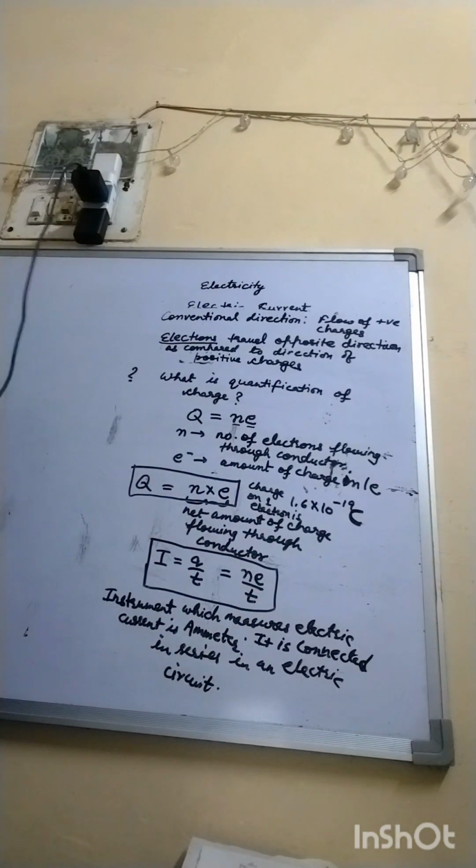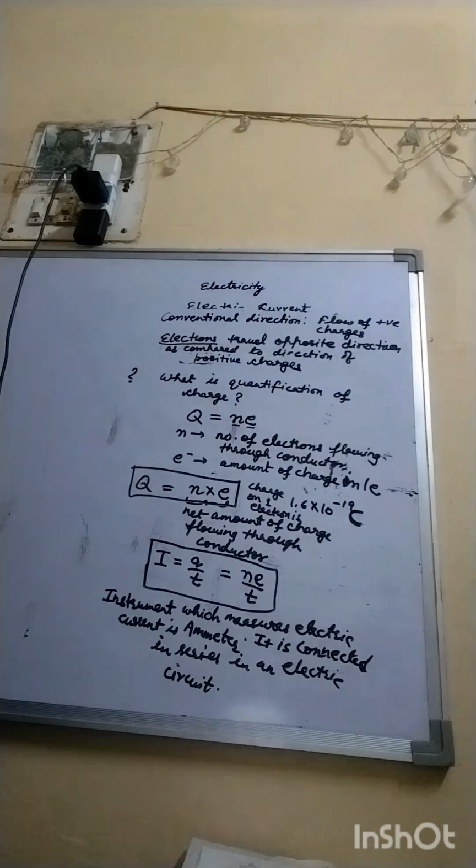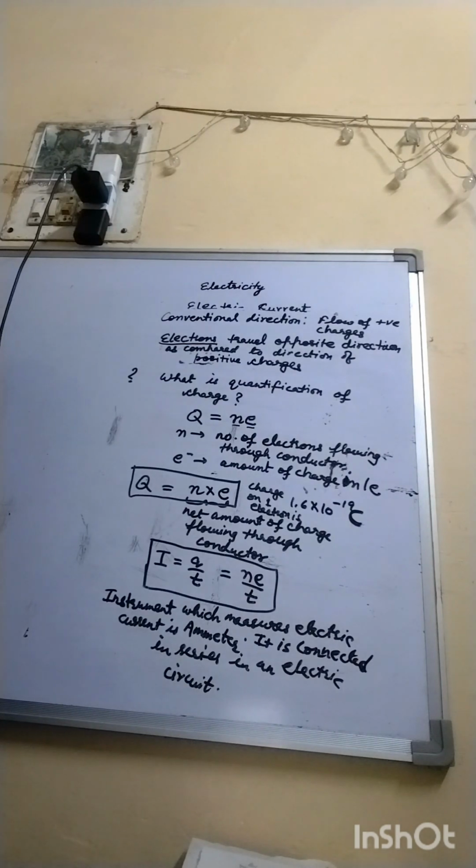So in the next class, we would solve numericals based on this formula, and we will further study what potential difference is and how we get electric current flowing through the circuit.